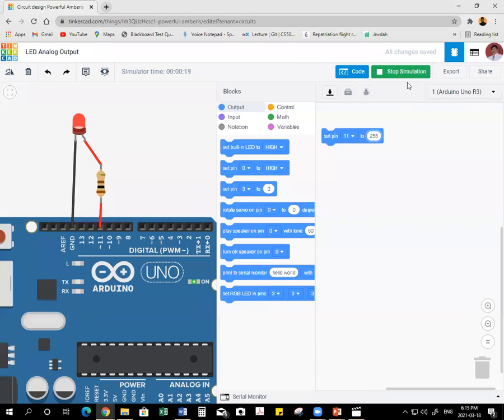So for that I have one program. I can add the blocks quickly. I will add it, and you can see the beauty of the analog output. Okay, set pin to 0. Now we can have one delay.